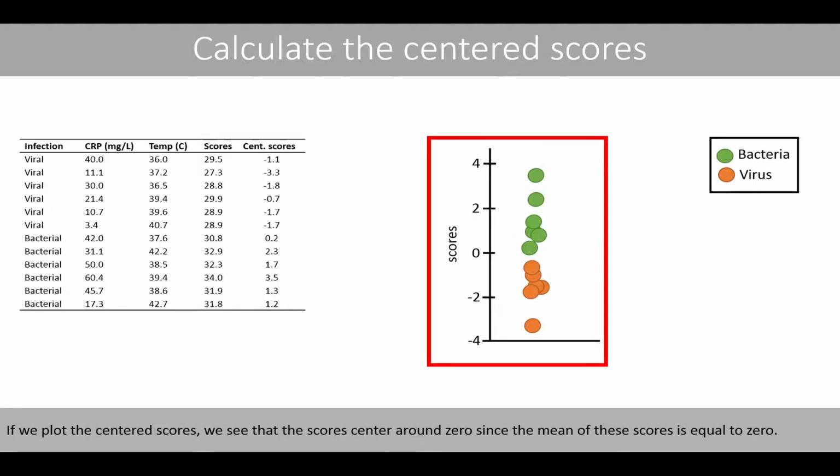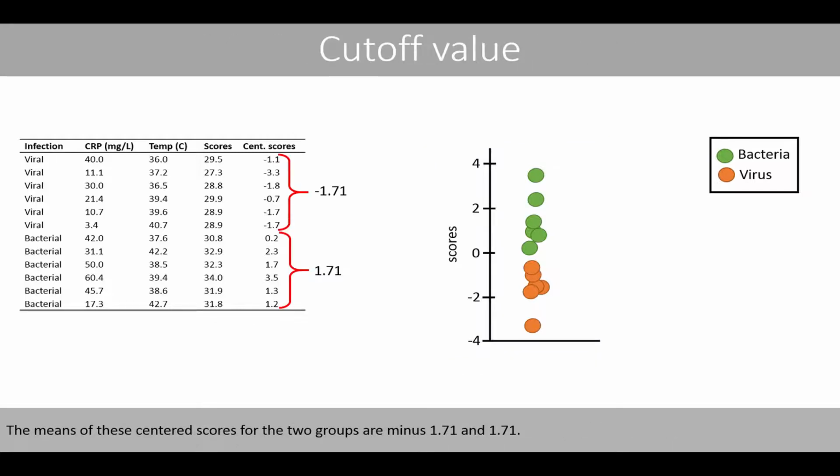If we plot the centered scores, we see that the scores center around 0, since the mean of these scores is equal to 0. The means of these centered scores for the two groups are minus 1.71 and 1.71. The mean of these two means is equal to 0. A reasonable cutoff value based on the centered scores in this case is therefore 0.